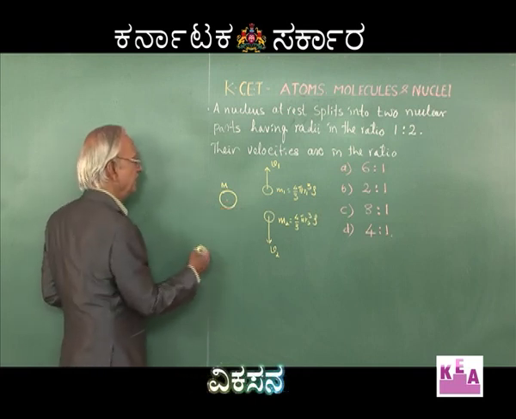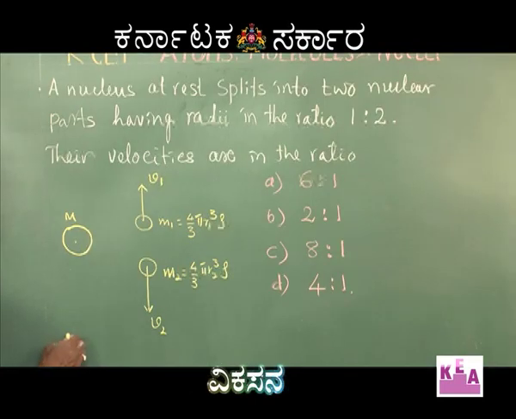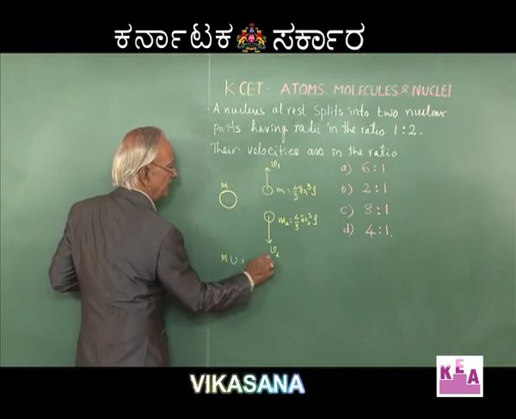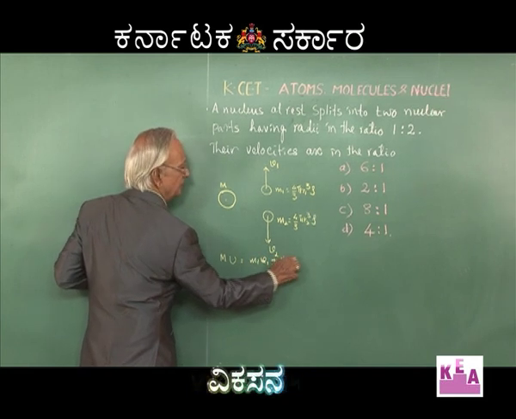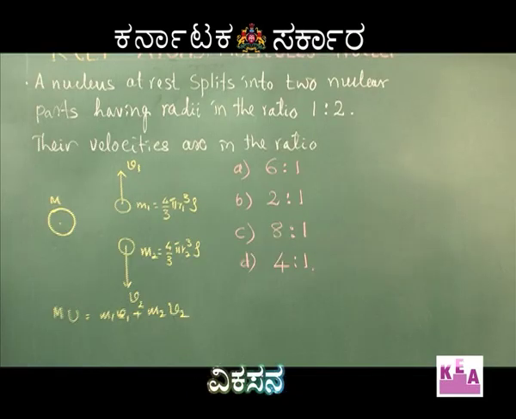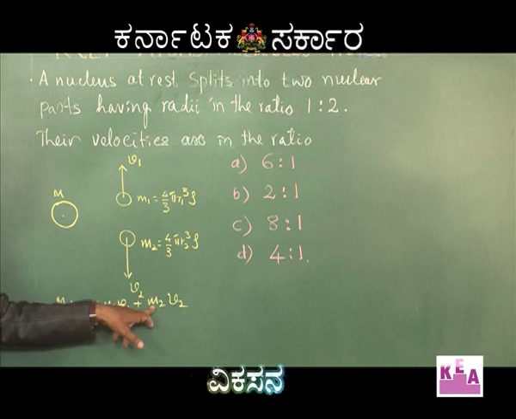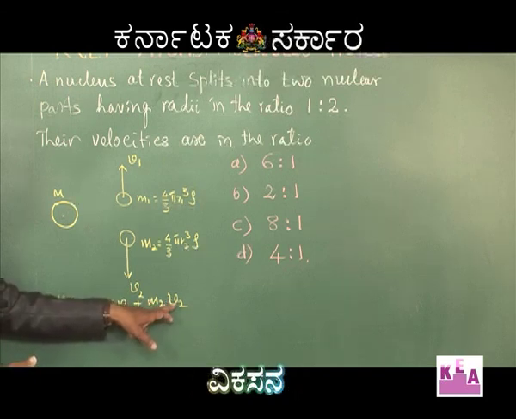Once you write this, you recall the law of conservation of linear momentum. M into U should be equal to m1 v1 plus m2 v2. So, making use of law of conservation of linear momentum, I have written here m into u equal to m1 v1 plus m2 v2. Now, initially the nucleus is at rest. So, I should equate this to 0. m1 is 4 by 3 pi r1 cube into rho, you get v1, and here m2 is 4 by 3 pi r2 cube into rho into v2.